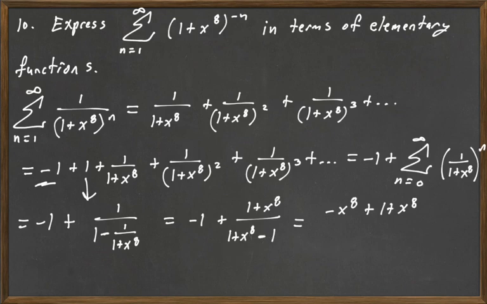Okay, so negative 1, we're going to multiply by x to the 8th over x to the 8th, so we get a negative x to the 8th in the numerator, and then we have a 1 plus x to the 8th here, and then all over x to the 8th. So that simplifies down to 1 over x to the 8th there. And so that would be our elementary function here, which is a rational function.